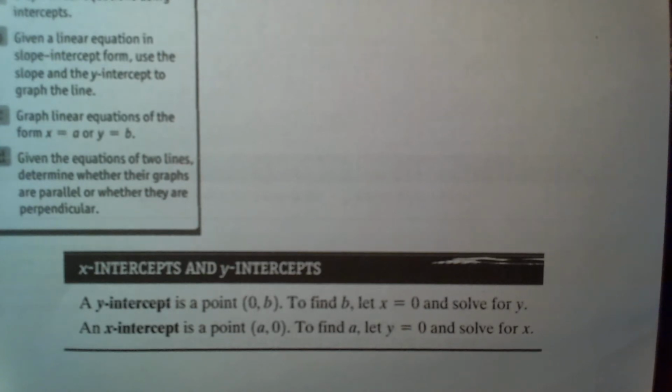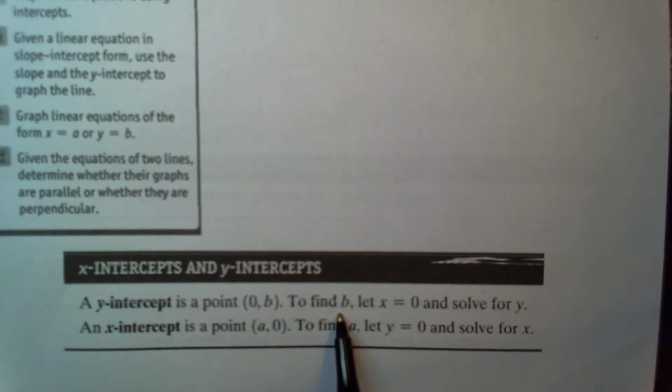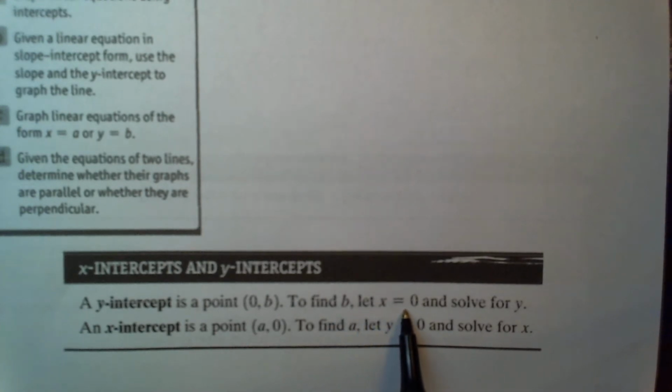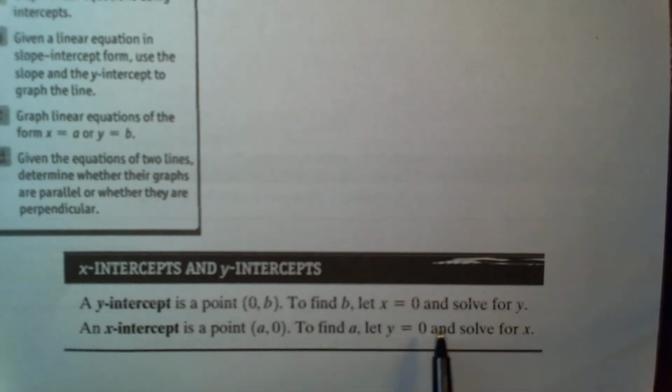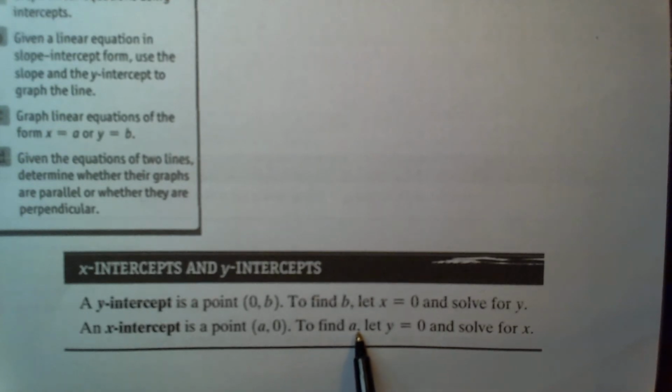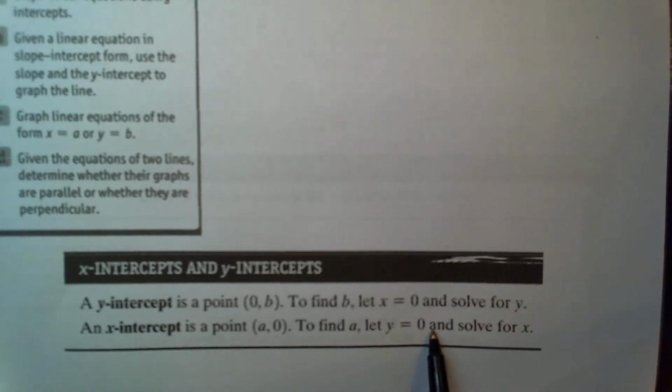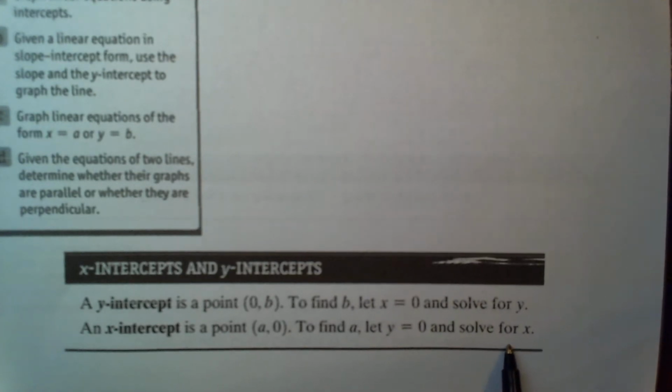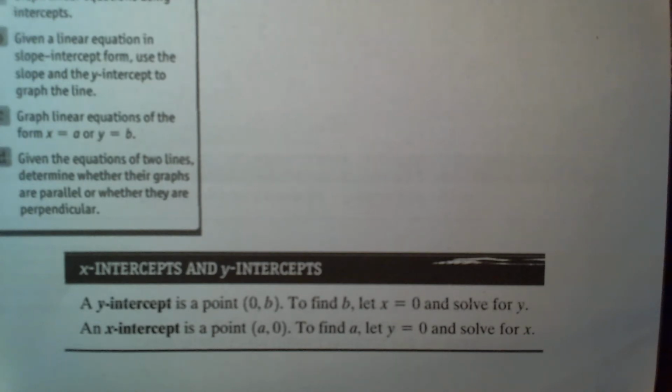When we have an equation in two variables, the y-intercept is the point (0, b). To find b, we let x equal 0 and then solve the equation for y. And the x-intercept is the point (a, 0). To find a, we set y equal to 0 and then solve the equation for x. If that sounds a little bit confusing, don't worry about it. Once we do an example, it'll be pretty straightforward. But it is important to remember how we find x and y intercepts.